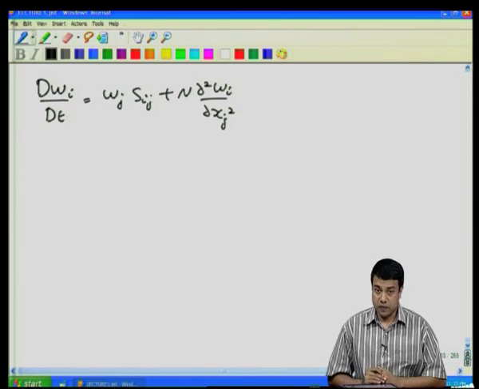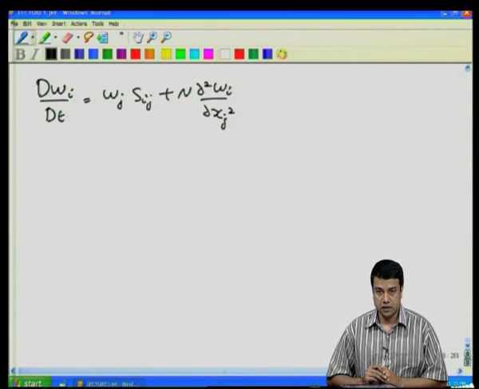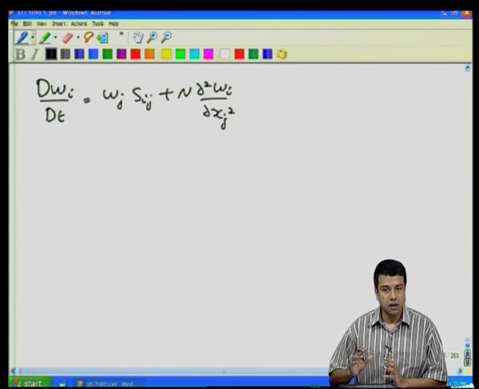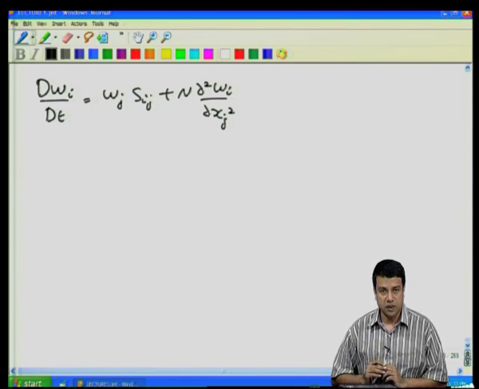So, what does this omega j times Sij mean? This is, as I said, a mechanism for intensification of vorticity due to the stretching and bending of vortex lines. Let us consider a simple two-dimensional flow.